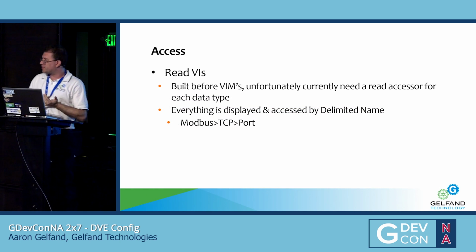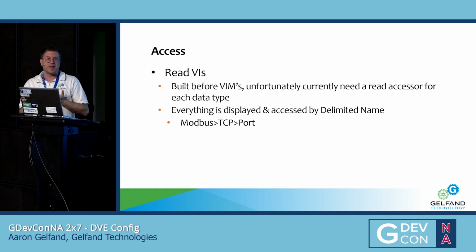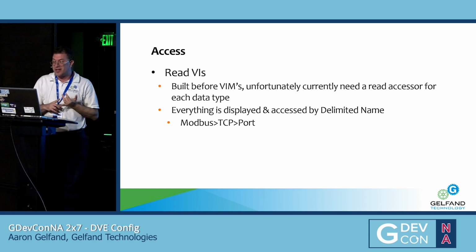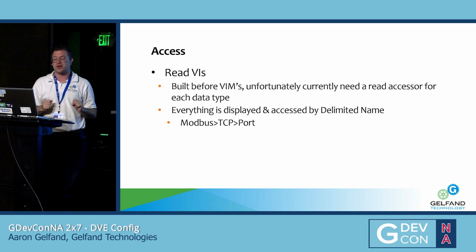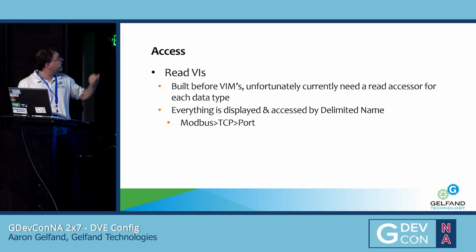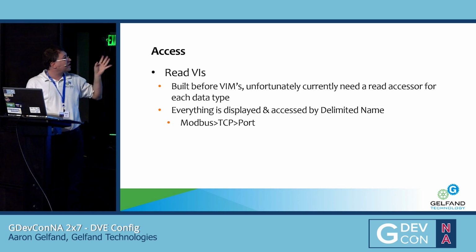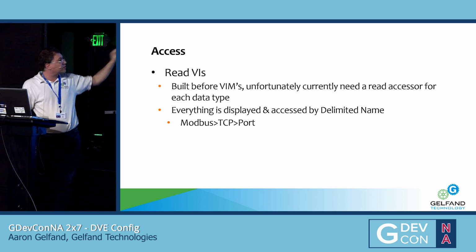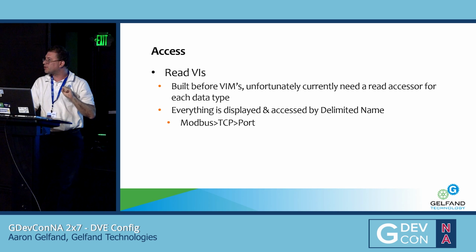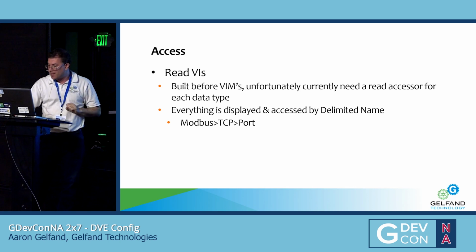Accessing is done through read VIs. This was done before VIMs were fairly widespread. I do want to rebuild this library because right now I have to create a read accessor for every single data type. So that's a little bit of a pain in the butt. But everything is displayed and accessed by the delimited name. So for example, I might have in my tree Modbus, TCP, and then port under that. And each of those delimits 1 level, and I will have a demo.